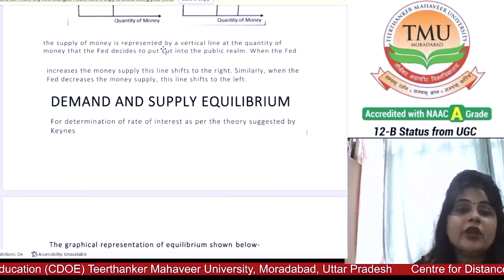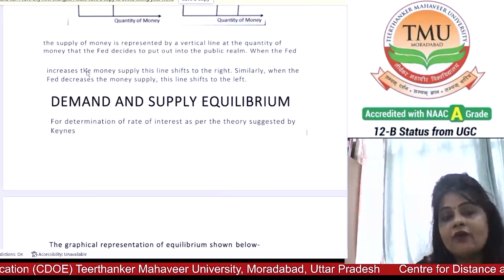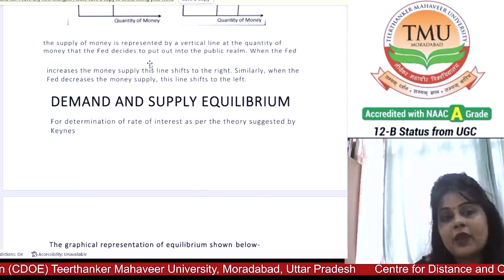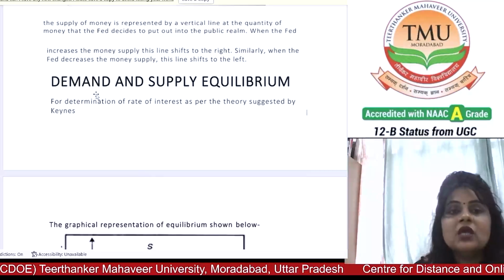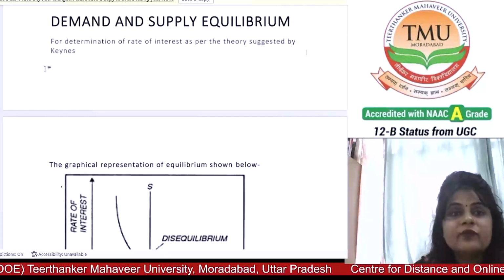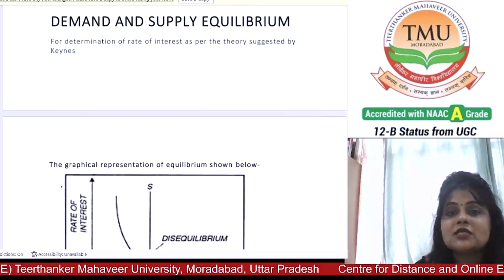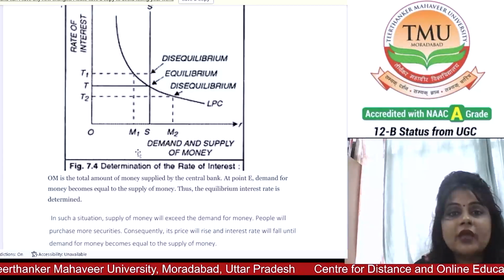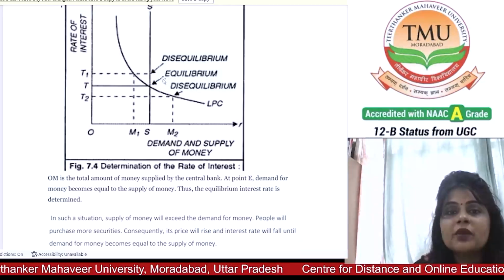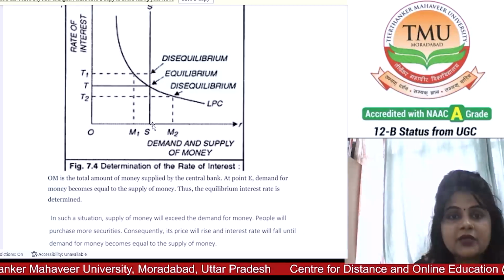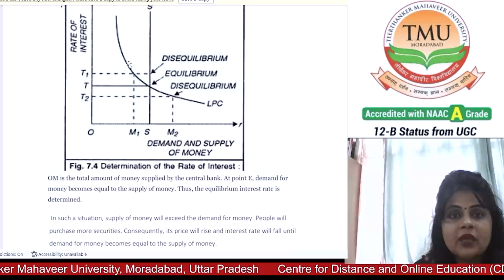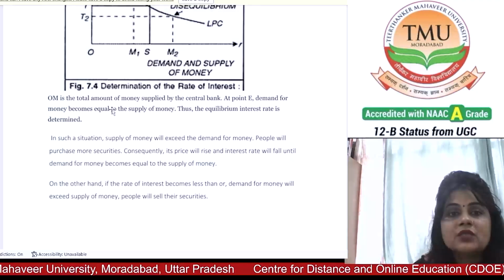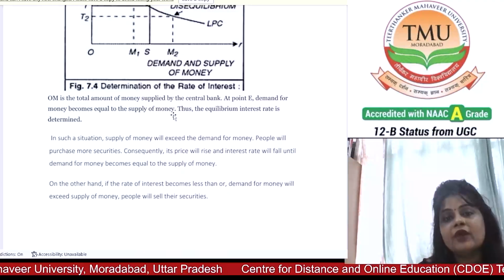Like the price of any product, the rate of interest is determined at the level where demand for money equals the supply of money. Here we see demand and supply equalization for the determination of the rate of interest, as per the theory suggested by Keynes. In this diagram you can see the disequilibrium and the equilibrium point. Here are the supply curve and the demand curve. At equilibrium, OM is the total amount of money supplied by the central bank.